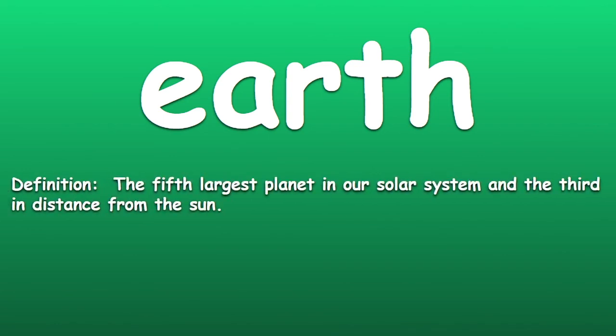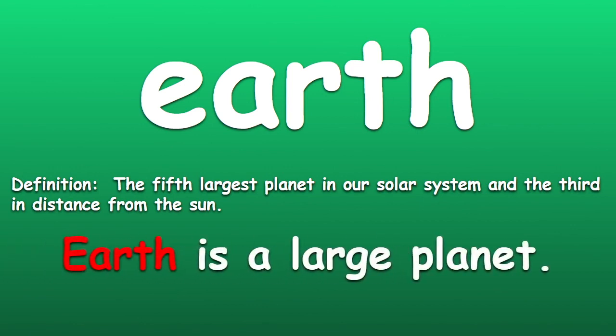Earth, E-A-R-T-H, earth. The definition is the fifth largest planet in our solar system and the third in distance from the sun. Earth is a large planet. Your last word is another.